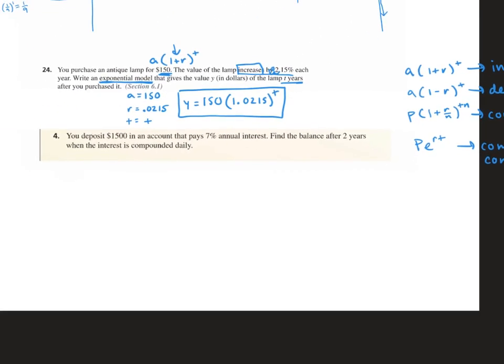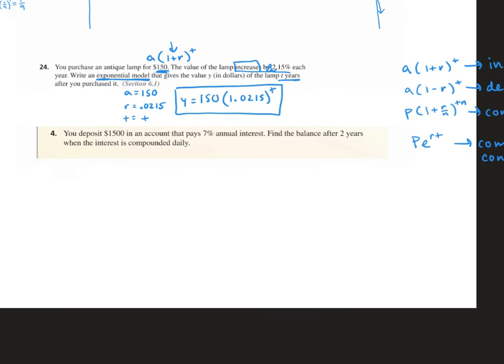All right, let's move on to the next word problem. You deposit $1,500 in an account that pays 7% annual interest. Find the balance after T years when the interest is compounded daily. So which formula are we using? 1, 2, 3, or 4?